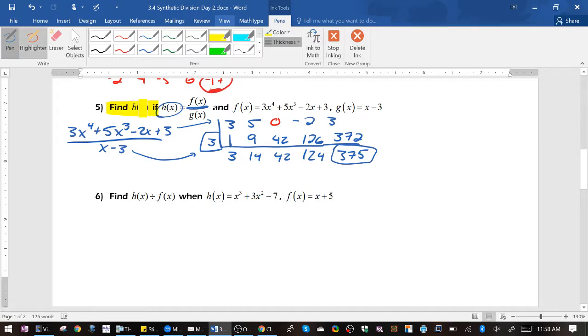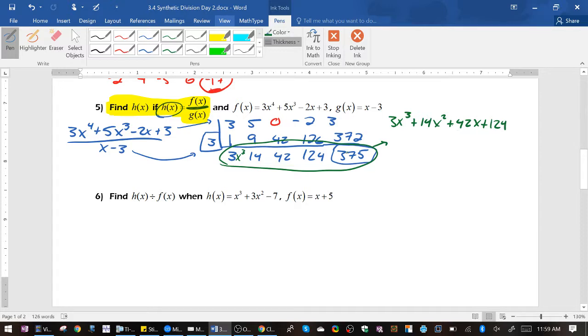They want us to find h of x, which is technically the function we get after we do the division. So I need to take this and somehow turn this into a function or a solution. So if you notice, I started with a fourth power up here, 3x to the fourth. So that means when I do synthetic division, this is now going to be 3x to the third. It's going to start with a power of 3. So it becomes 3x to the third plus 14x squared plus 42x plus 124.